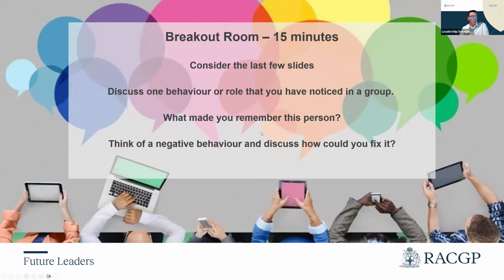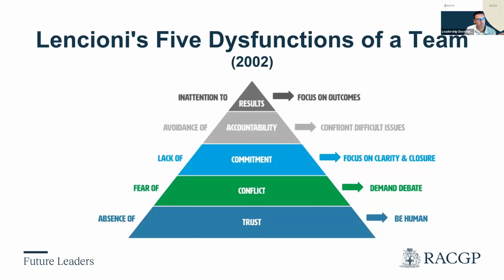Alrighty. What I'll get you to do now, just to wrap up the day, is jump into breakout rooms again. Consider those last few slides, the roles people play, what type of forming, storming, norming phases that you've been through. Dysfunctions of a team. Where have you seen the absence of trust or fear of conflict, and what's happened as a result? How have leaders that you've seen before dealt with it?